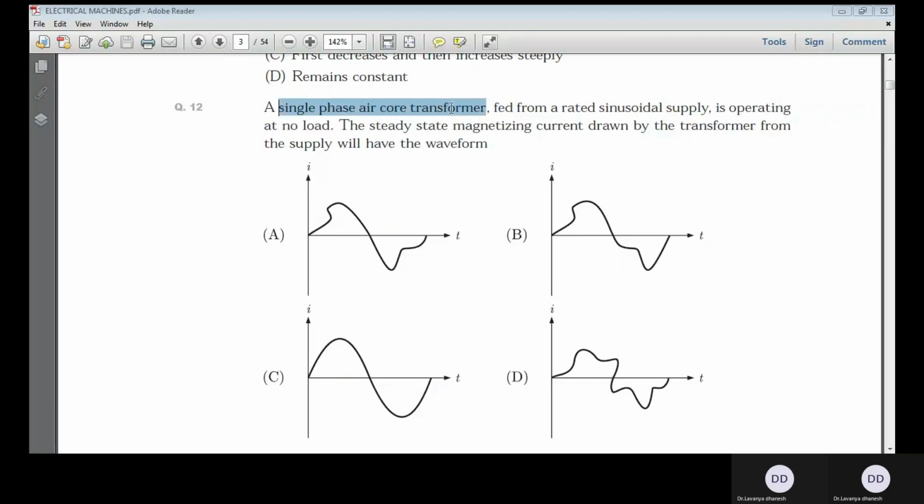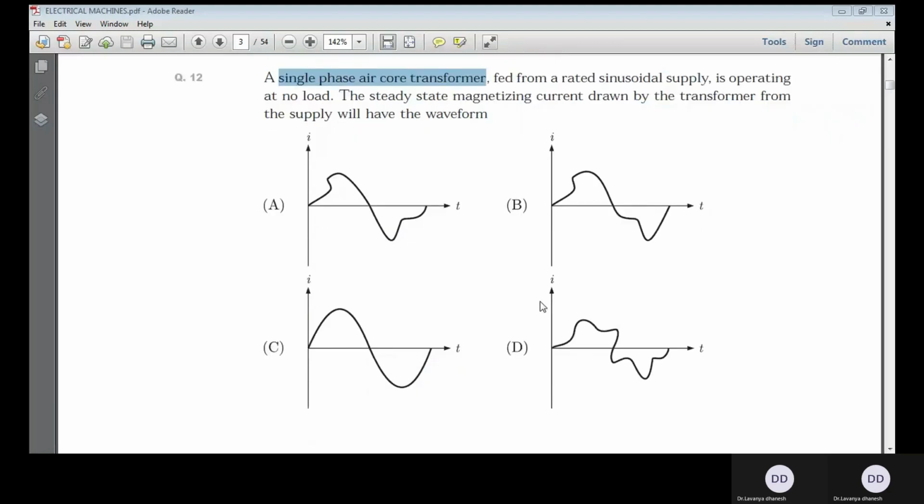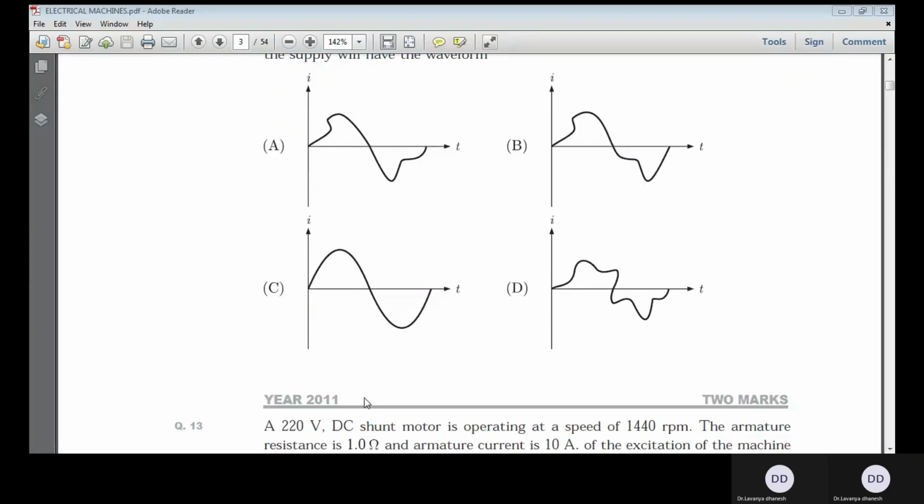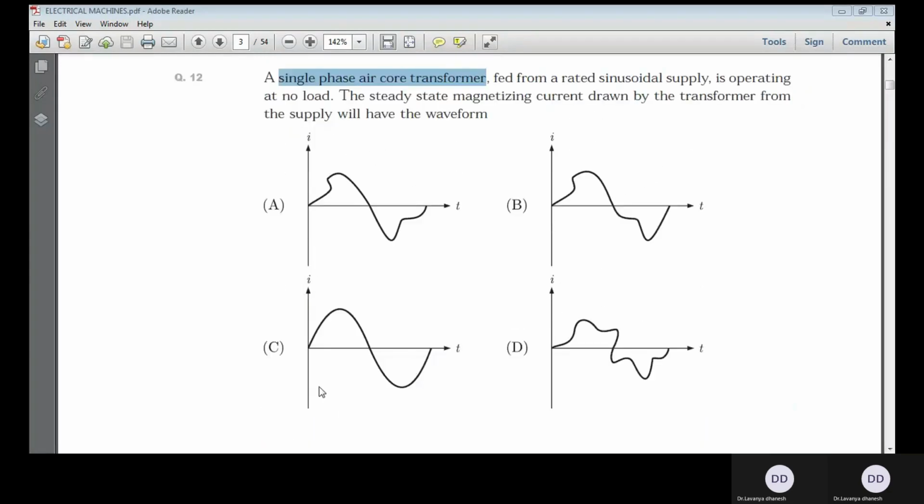This point is very important. They have given a single phase air core transformer, no? So the BH curve for this air core transformer is linear. Since it is linear, what will happen? The magnetizing current will be a proper sine wave. Since it is a single phase air core transformer, it's just a sinusoidal wave. So your option C is correct, and all the other options are not.